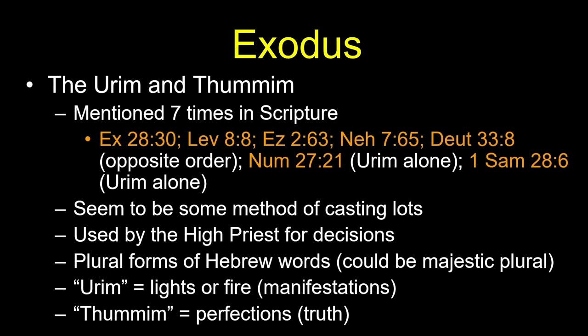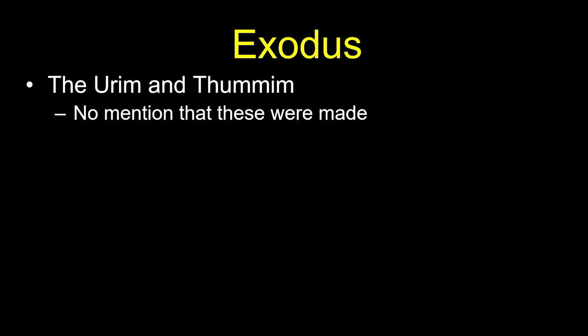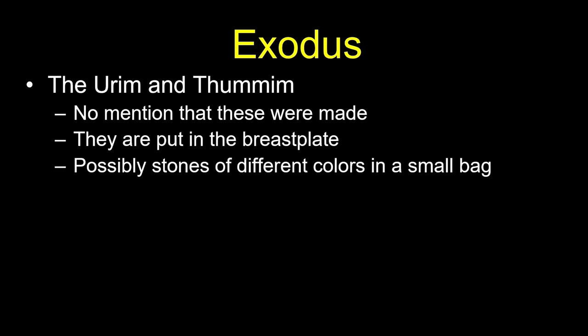Manifestations and truth. Now, there's another aspect to these that is suggestive here, and that is that nowhere is there any evidence that they were made. It says here, thou shalt put in the breastplate of judgment the Urim and the Thummim. Now, the breastplate was 12 stones. What many scholars believe they are were a couple of stones, maybe of two colors, maybe black and white, in a little bag. And this little bag was kept in the back of the breastplate of the high priest. So they were over his heart, as the scripture describes.